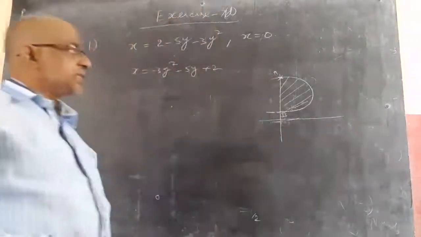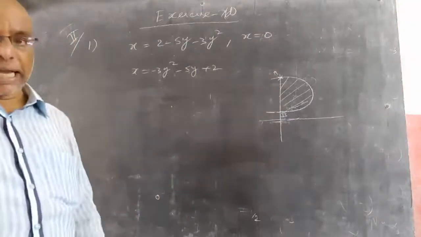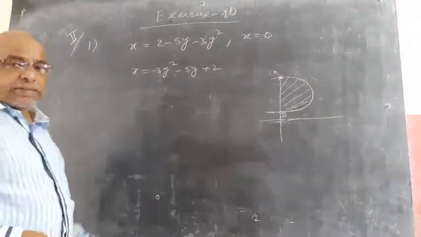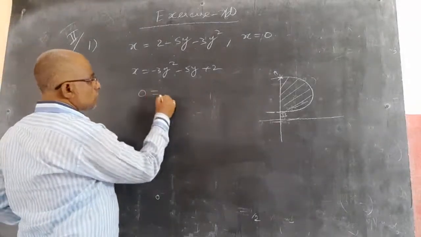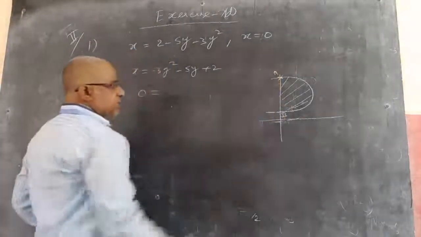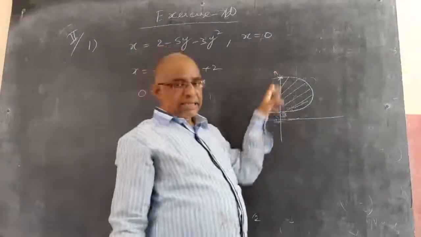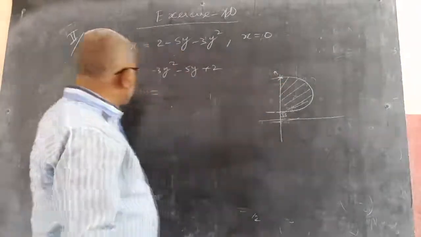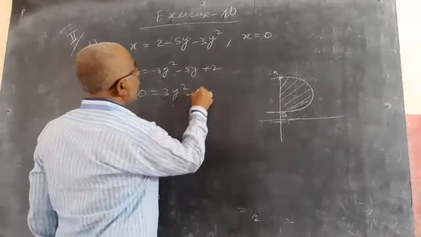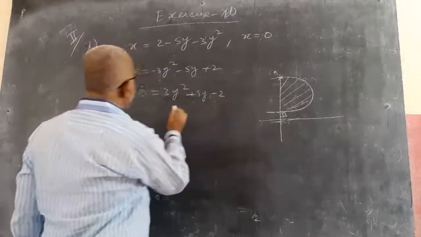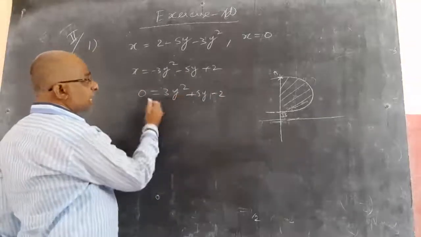Then, between the limits, take the y axis and the curve. To find the limits, make x equal to 0, since it is cutting the y axis at 2 points and on the y axis x is 0. So 0 equals 2 minus 5y minus 3y square, which gives 3y square plus 5y minus 2 equal to 0, taking minus common.